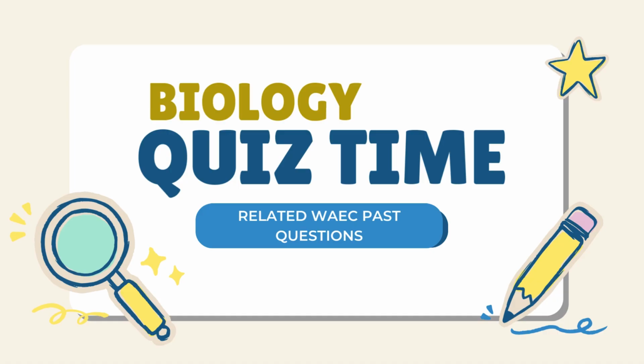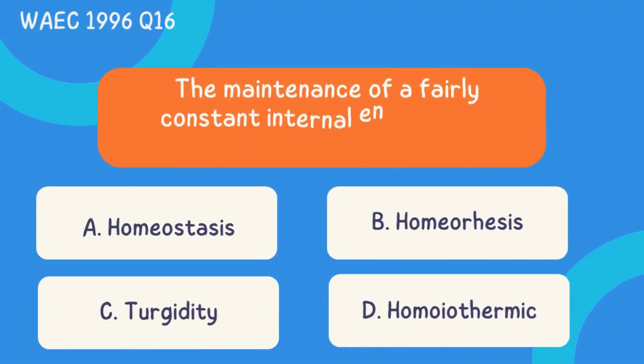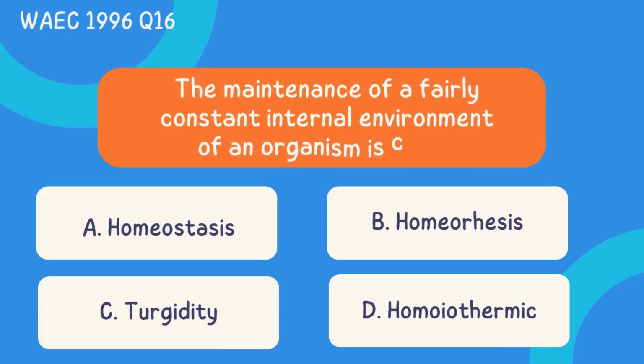All right, students, it's quiz time. As it is our normal routine to review past WAEC questions that are related to the topic we just treated, we are going to be looking at past questions that involve homeostasis, and we are going to answer them in this quiz section. The first question we'll look at is as far back as 1996, question 16 of that year.